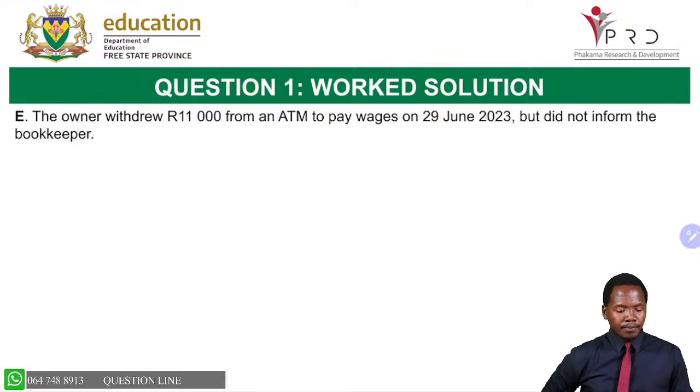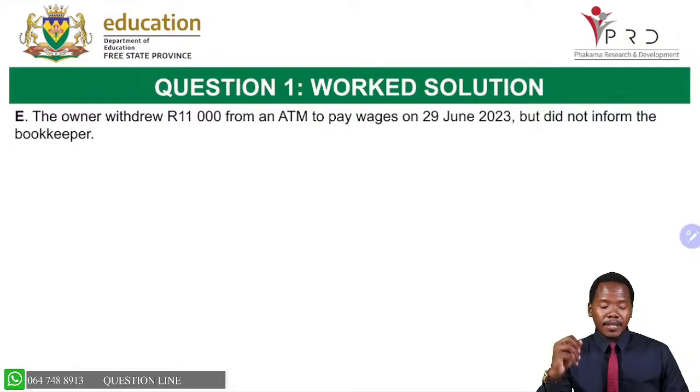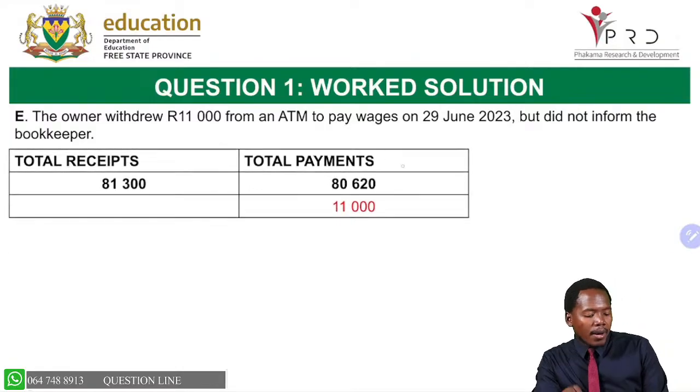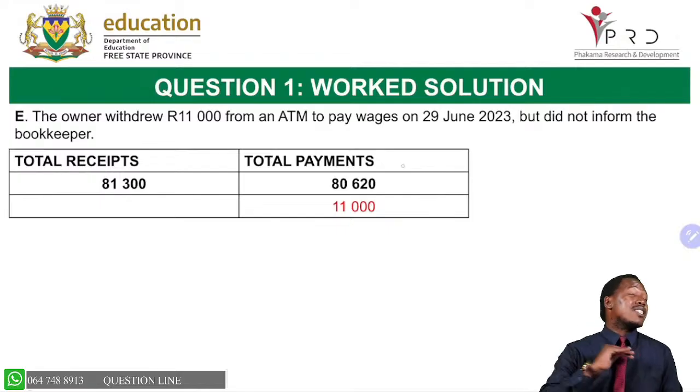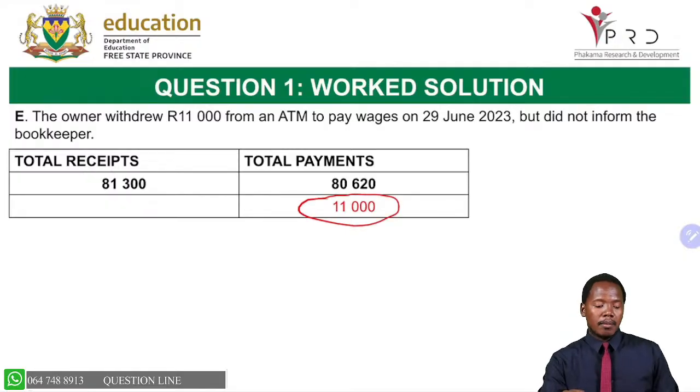And we're moving on. Transaction E, the owner withdrew 11,000 from an ATM to pay wages on 29 June 2023, but did not inform the bookkeeper. This is now a problem for our business, okay? Because we didn't communicate, so our books are definitely not updated. Now, how do we record this? We are not going to go to the bank reconciliation statement because this is not the fault of the bank. It is our fault as the business. So it is 11,000. Remember, this is the money withdrawn on the 29th of June.